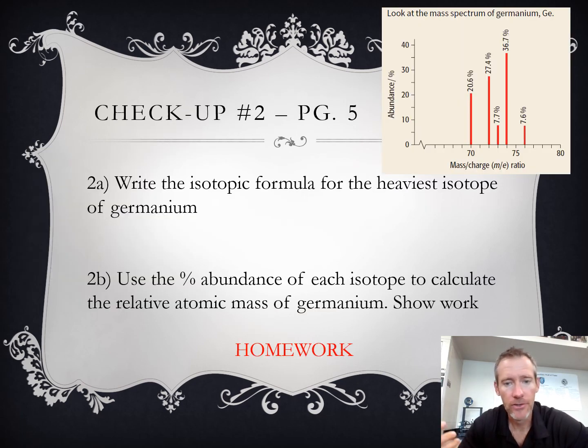All right, so here is a quick question for homework. Write the isotopic formula for the heaviest isotope of germanium from that graph. And then using the abundances and their masses, you can find the relative atomic mass of germanium.